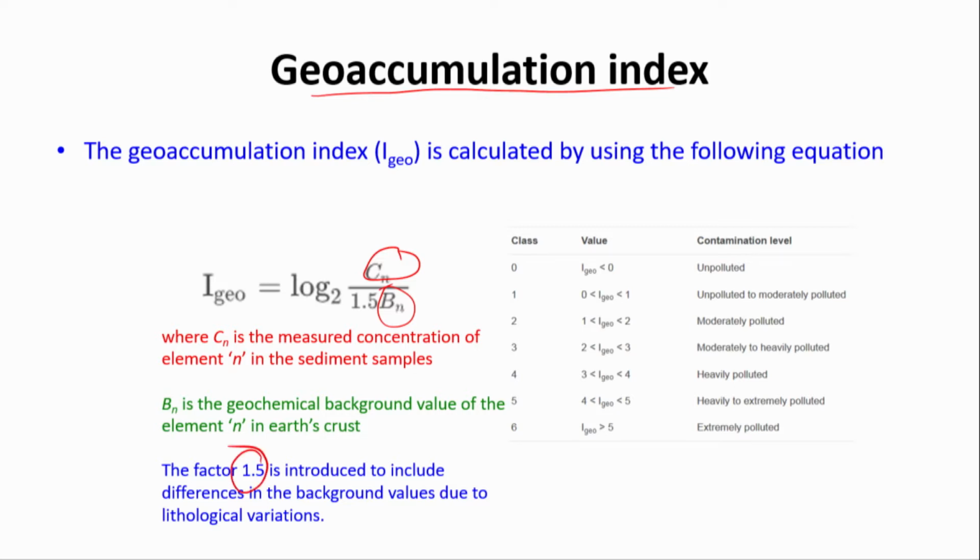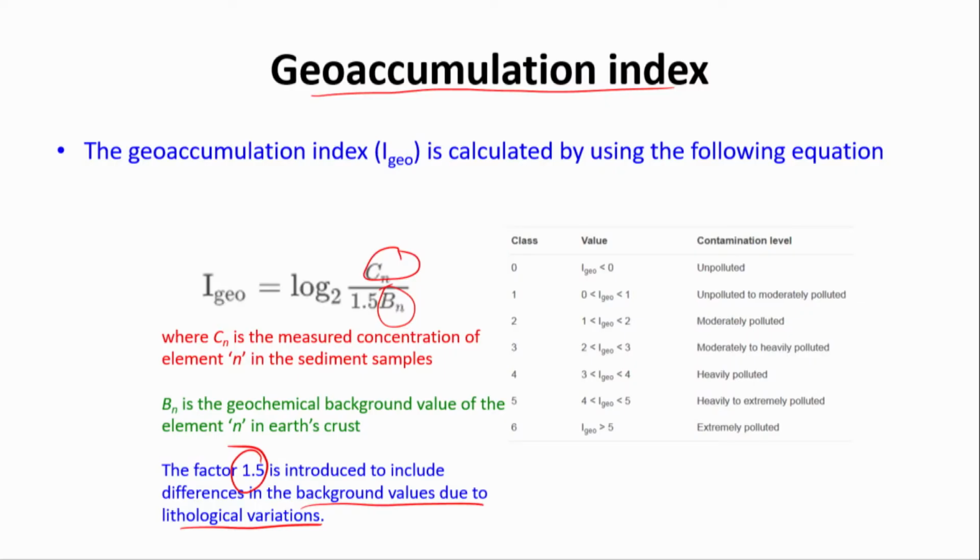they have used 1.5, they just introduced it as a background value due to lithological variation. So this is not very clear, because these things will vary from one place to another. So if the lithological variation here in the East Coast and West Coast, or somewhere in USA or in Europe, are not the same, so these equations are not very convincing.